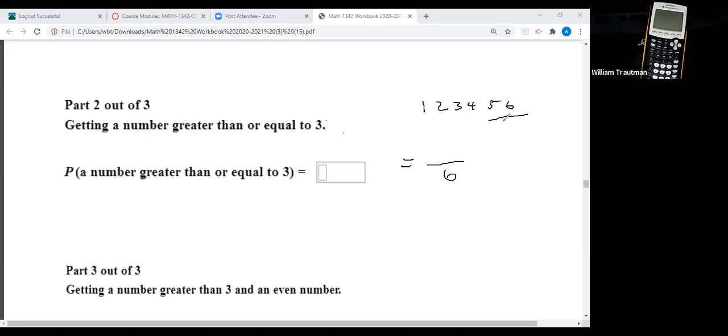5 is greater than or equal to 3. 4 is greater than or equal to 3. Is 3 greater than or equal to 3? Yes. Yes, greater than or equal, one or the other. It's or equal. So there are 4 numbers greater than 3 or equal to 3. And when this reduces, the answer is 2/3.